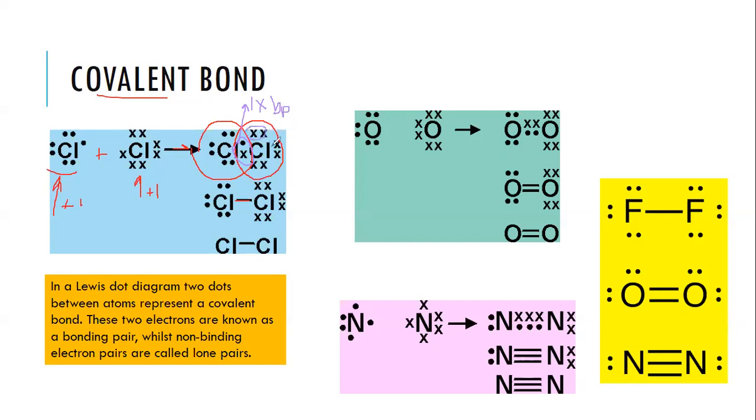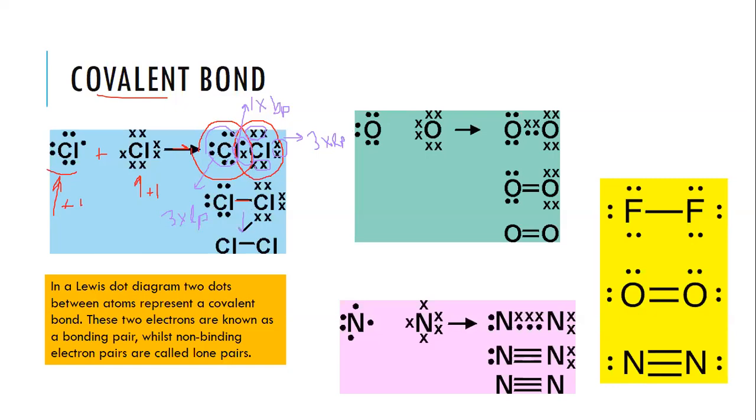And there are 1 2 3 that are not between the elements. So the chlorine on the right hand side has 3 lone pairs of electrons. The one on the left hand side has got 1 2 3. It also has 3 lone pairs of electrons.